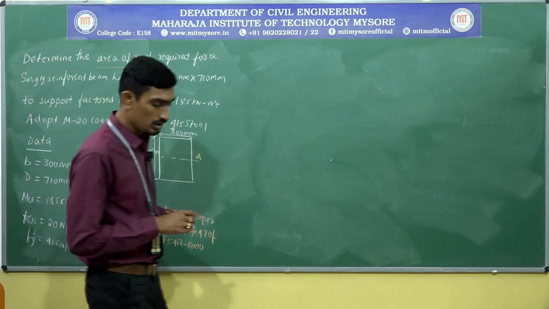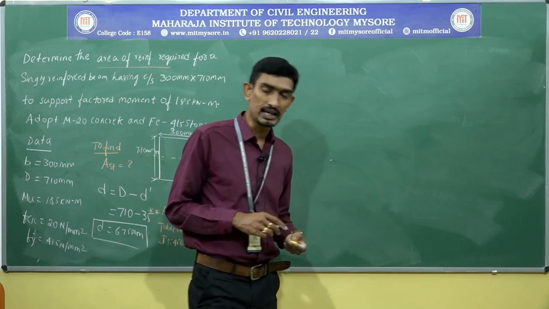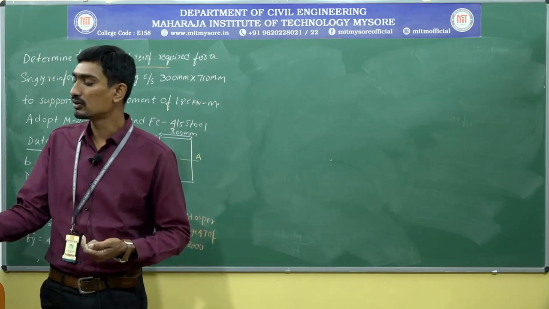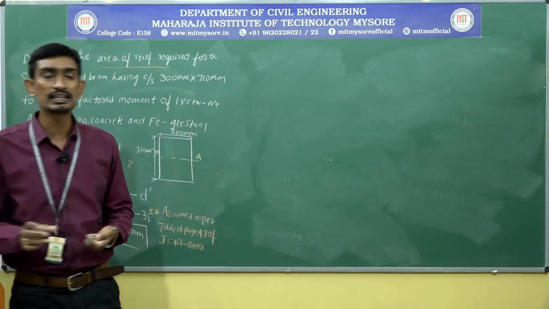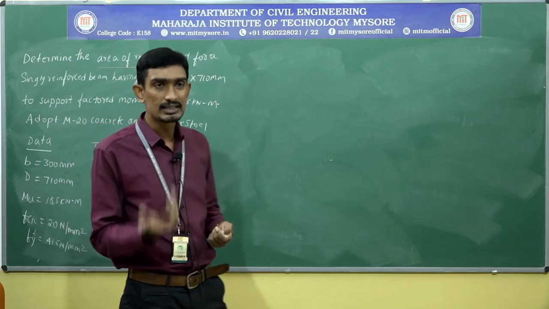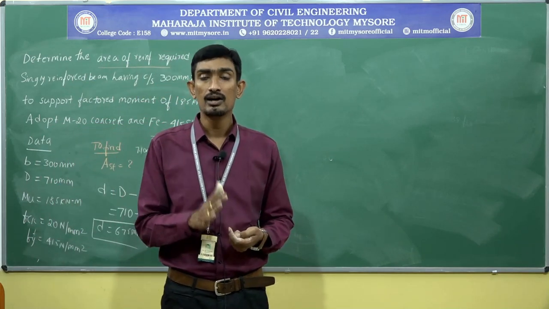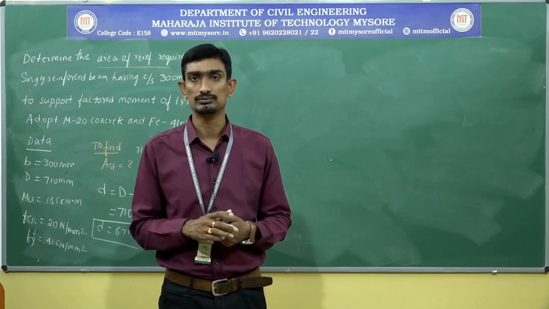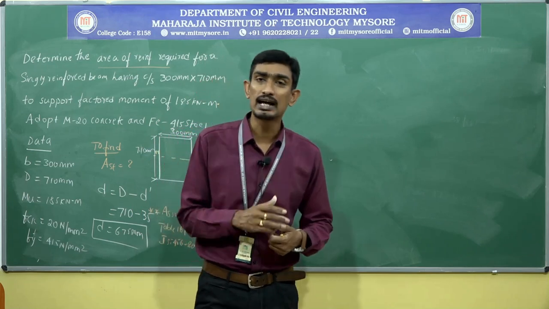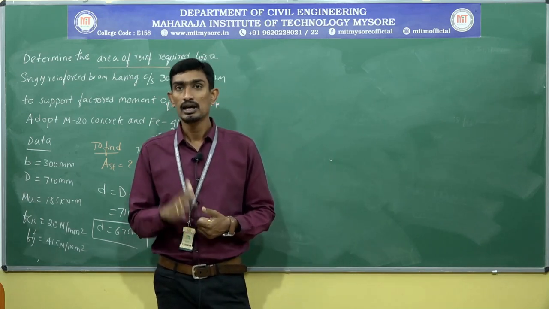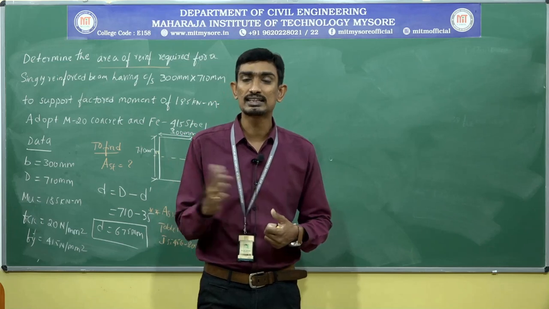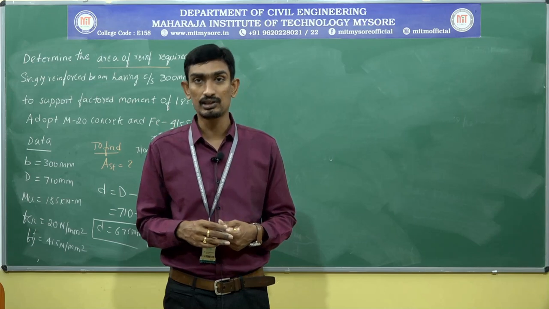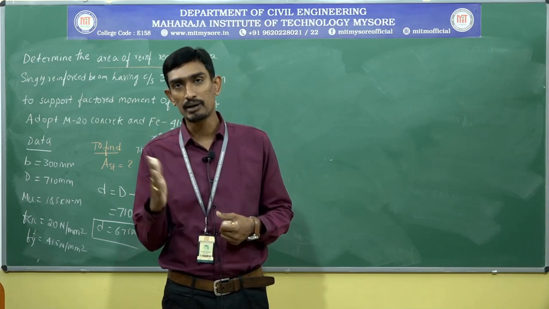Next, let us consider. So now we need to once again decide, in order to calculate the Ast, whether the section is over reinforced or under reinforced. So how to decide under reinforced or over reinforced section? In type 1, we used to decide the section based upon the depth of neutral axis, that is xu by d and xu max by d.